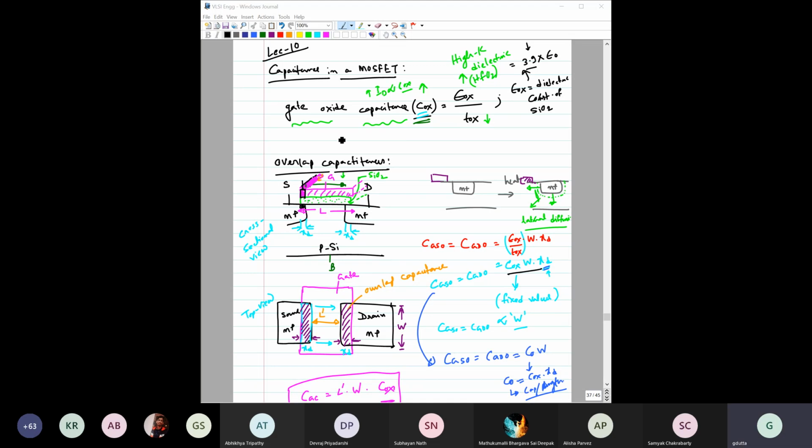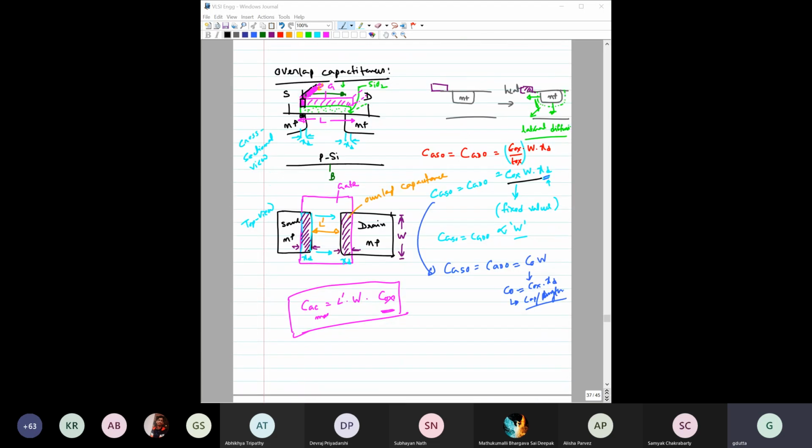Last week, we started a new topic, which is the capacitance in a MOSFET. So far, capacitance means we have studied only the gate capacitance. But we have also seen there are other parasitic capacitances as well, other than this gate capacitance. Gate capacitance is quite easy, like it is C = epsilon_ox by T_ox. It is the per unit area capacitance.